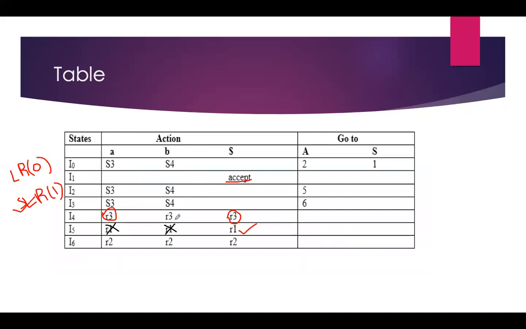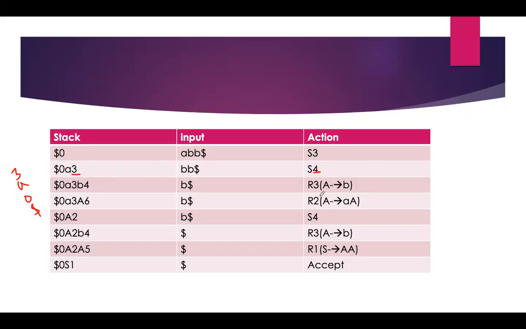So what is rule number 3? Rule number 3 is A tends to B. Here you just write the productions: the first production is S tends to AA, and don't forget, this is the first rule. A tends to small a and capital A is the second rule. And A tends to B is the third rule. You just remember this. Rule number 3 means A tends to B.